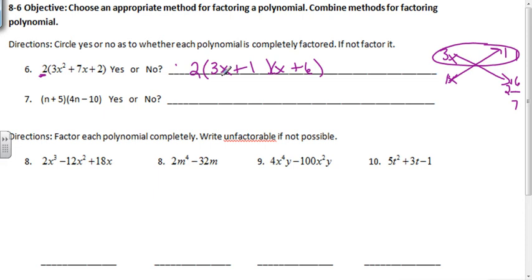Now it's completely factored because 3x plus 1 doesn't have a greatest common factor, and x plus 6 does not have a greatest common factor. And since they're binomials, the only other way to factor a binomial would be difference of two squares, and those are not squares.